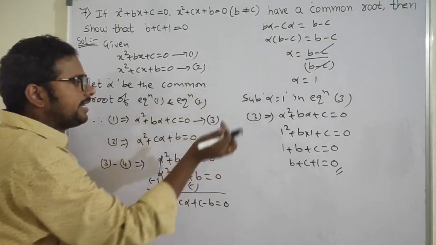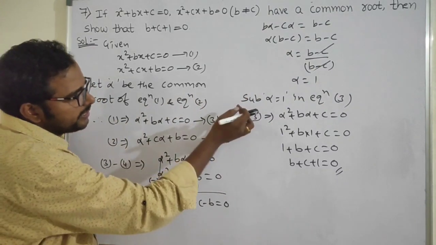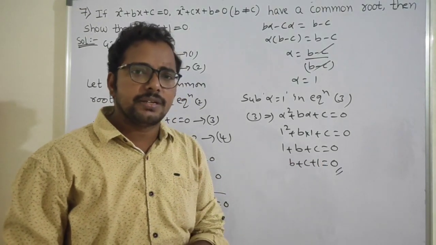Substitute alpha equals 1 in equation 3 or in equation 4. So substitute in equation 3. We will get B plus C plus 1 equals 0.